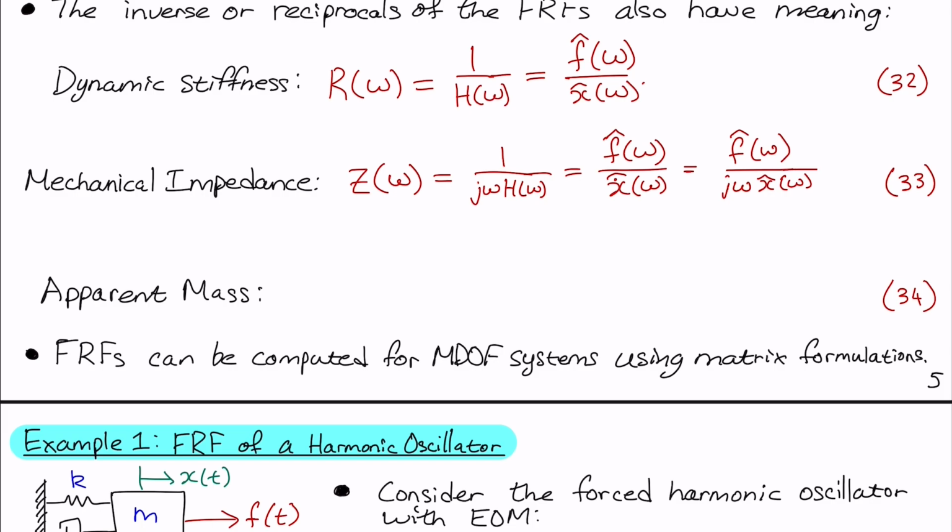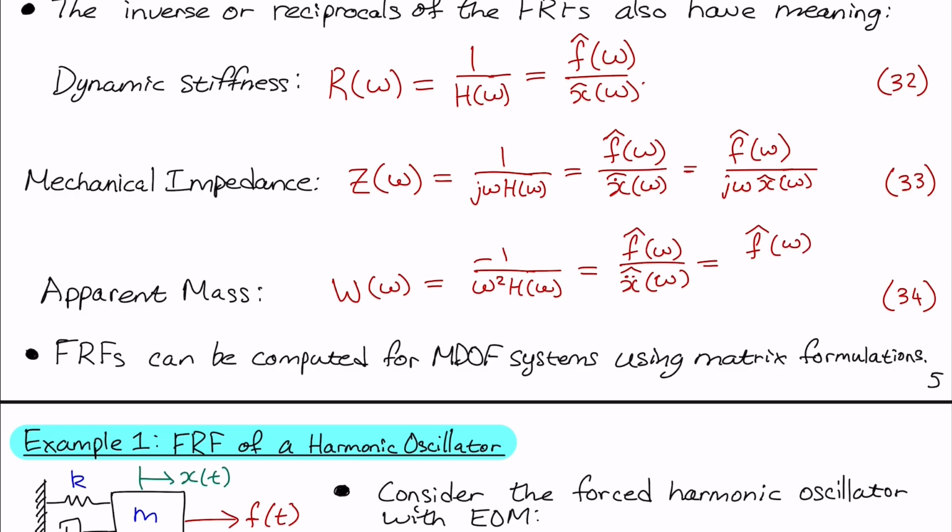And then lastly, the apparent mass, which we'll represent using capital W. This is equal to minus 1 over omega squared h of omega, which is again the Fourier transform of the force divided by the Fourier transform of that acceleration signal, which is equal to the Fourier transform of the force divided by minus omega squared times the Fourier transform of the displacement.